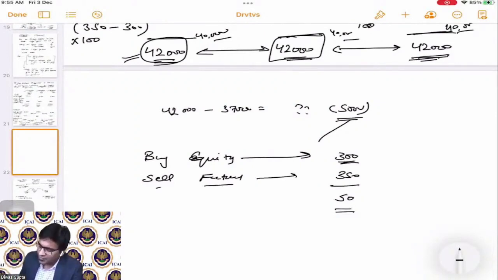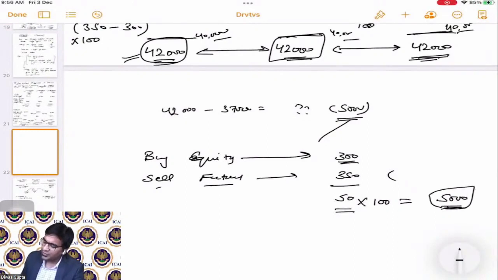Sell future means I am entering into a contract to sell at 350 on expiry. That means if I am already having a contract to sell at 350 on expiry, and that product I am already holding at a cost of 300, don't you think I have already booked my profit of 50 rupees per equity share on 100, which is equal to 5,000 rupees. This 5,000 is nothing but this gap.